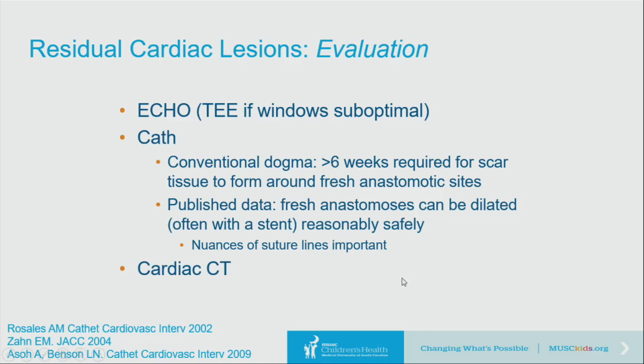But I think the nuances of how that suture line was created and what type of suture was used are important. And that's an instance where there needs to be a detailed discussion between the surgeon who performed the operation and the interventionalist. In recent years, we've been getting cardiac CT scans in postoperative patients when they're concerned about residual lesions, either to decide whether to do a cath, to rule certain things in or out, or to at least create a roadmap for the catheterizers so that they know what they're getting into heading to the cath lab.